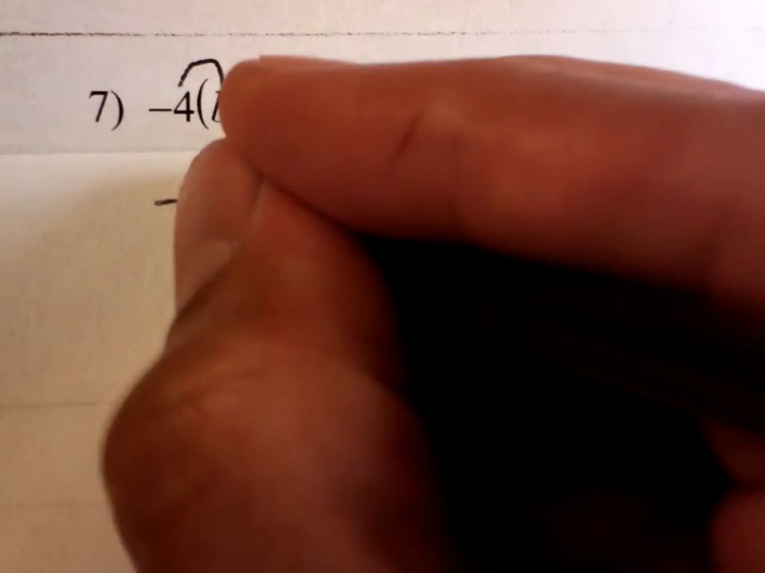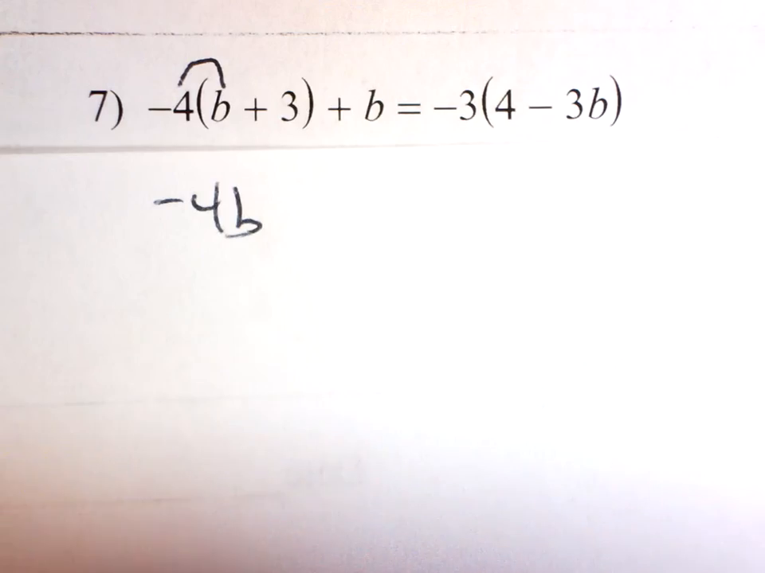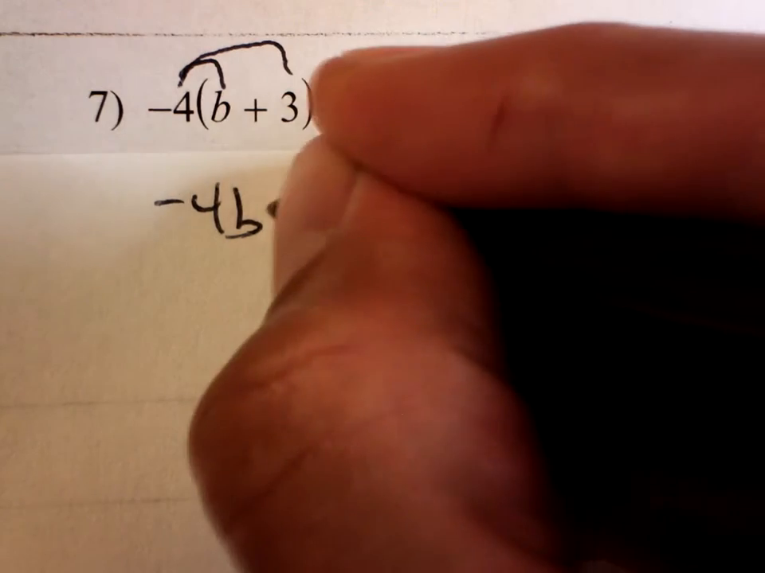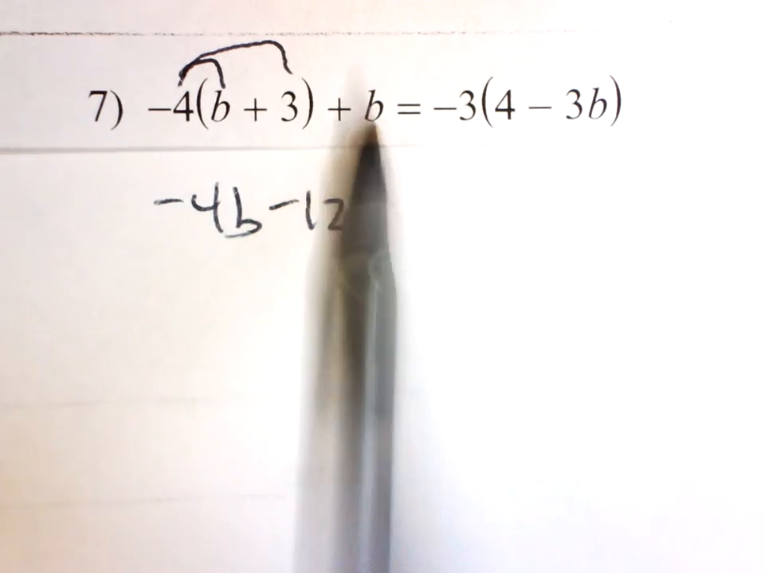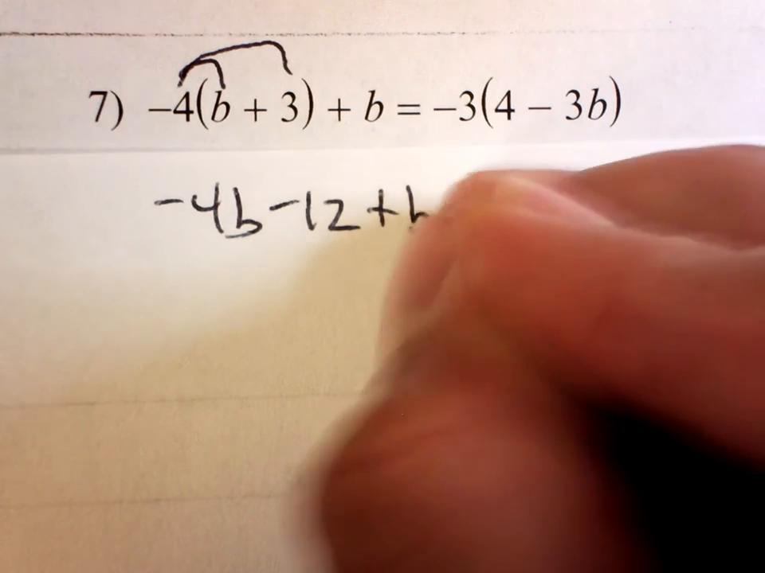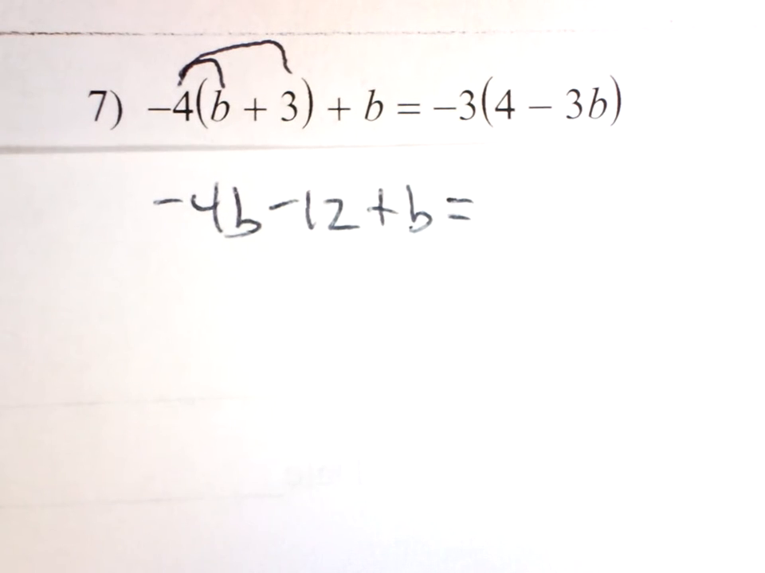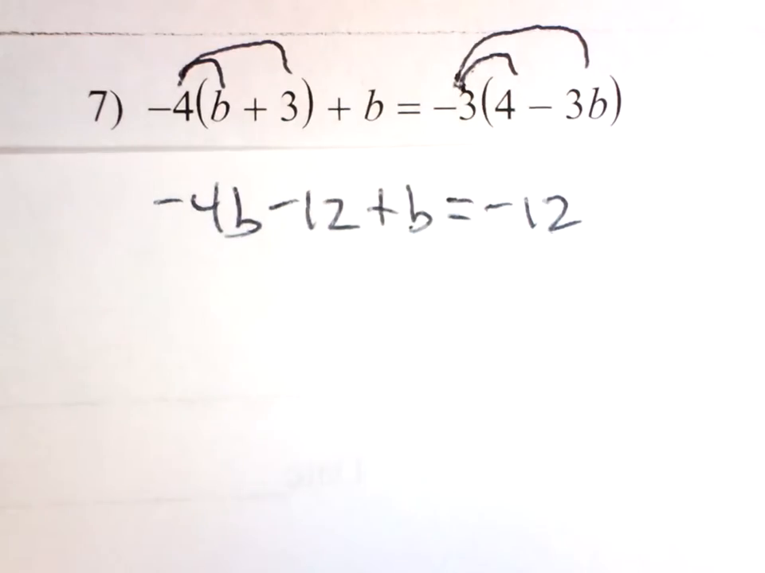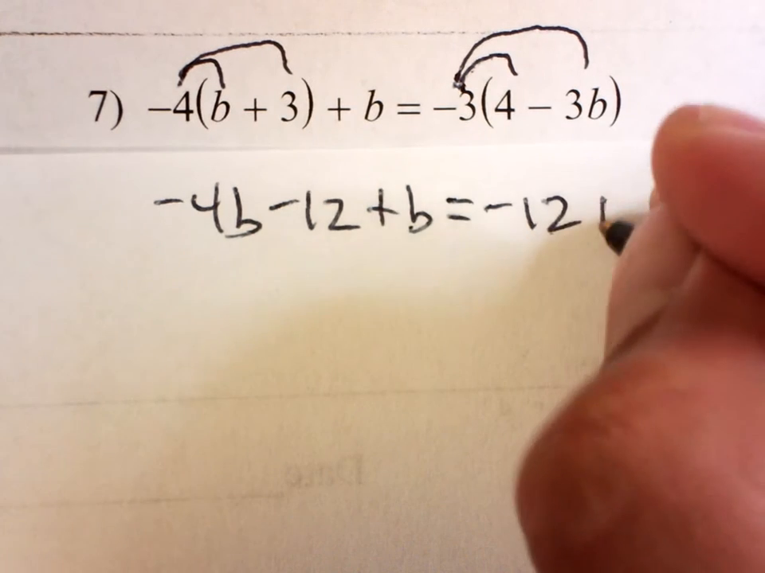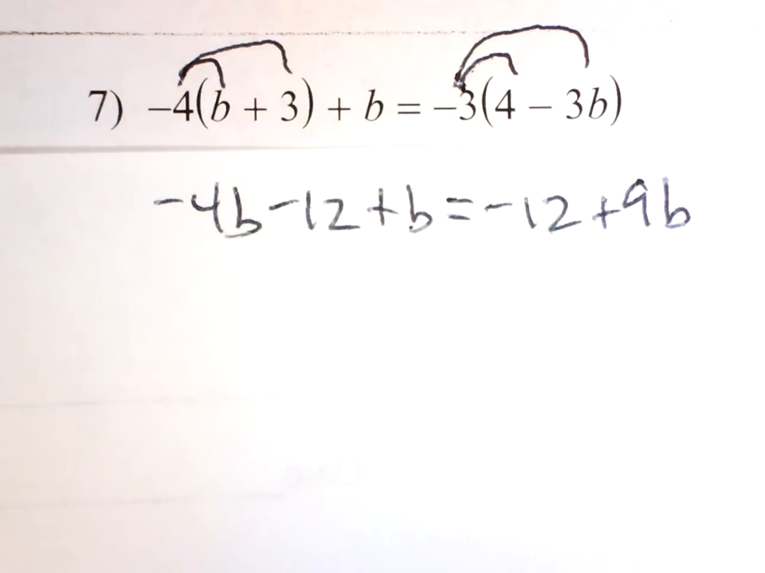So I take -4 times b, which is -4b. I do -4 times 3, which is just -12. I didn't touch this b, I just bring it on down. Plus b equals. Then I do the distribution again on the other side. -3 times 4 is -12, and -3 times -3b is a positive 9b. A negative times a negative is positive.